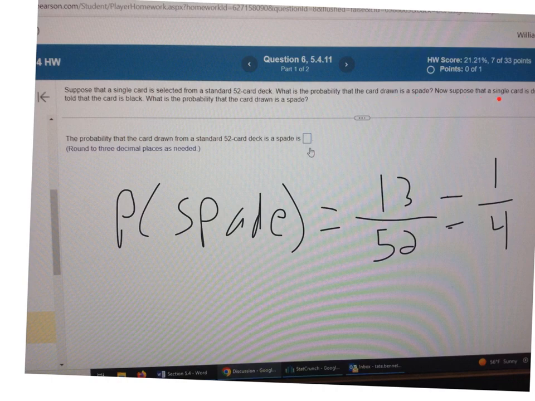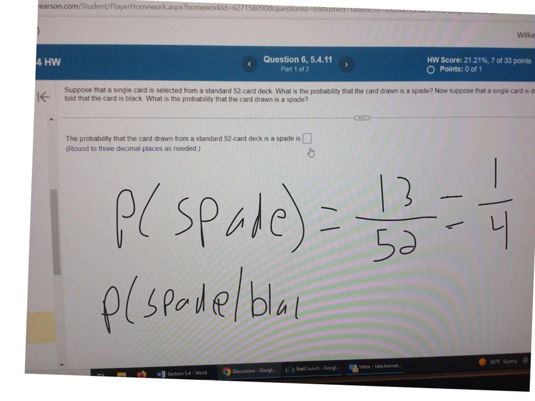It says, now suppose a single card is drawn from the deck and we're told that the card is black. What is the probability that it's a spade? So the probability that we get a spade, given that we're only selecting from the black cards in the deck. Well, there's 26 black cards in the deck and 13 of them are spades, or half the black cards are spades. That'd be the second part. Hope that helps.